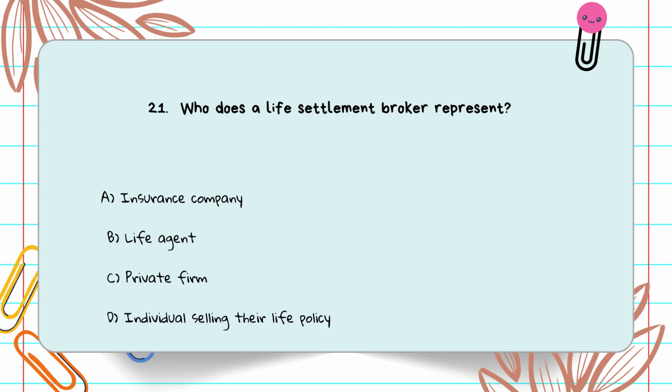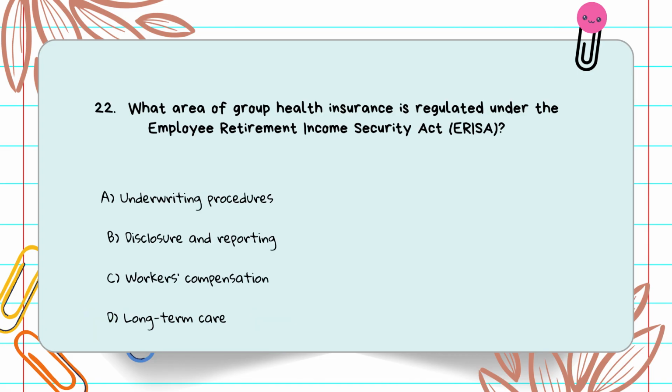Question number 21. Who does a life settlement broker represent? A. Insurance company. B. Life agent. C. Private firm. D. Individual selling their life policy. A life settlement broker represents the person selling their life insurance policy, not the insurance company. The answer is D. Individual wanting to sell their life policy to a third party.